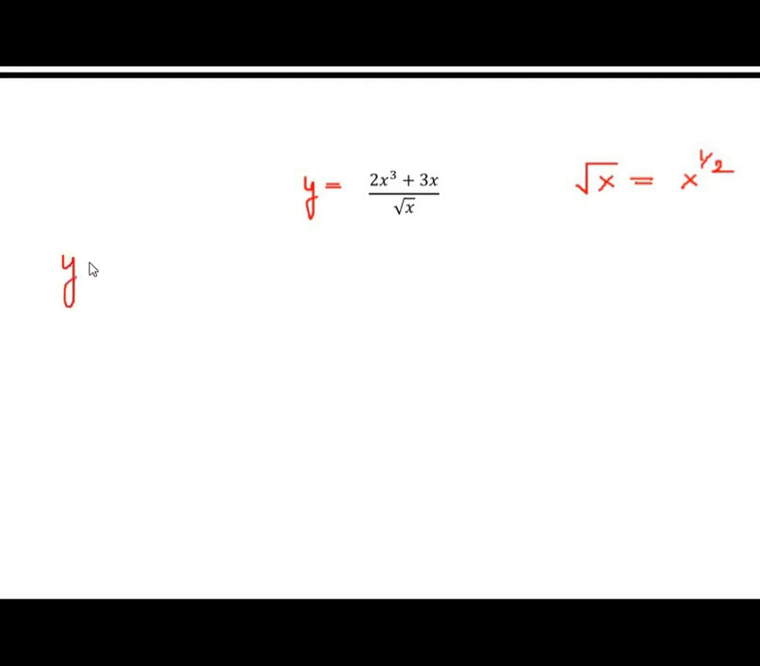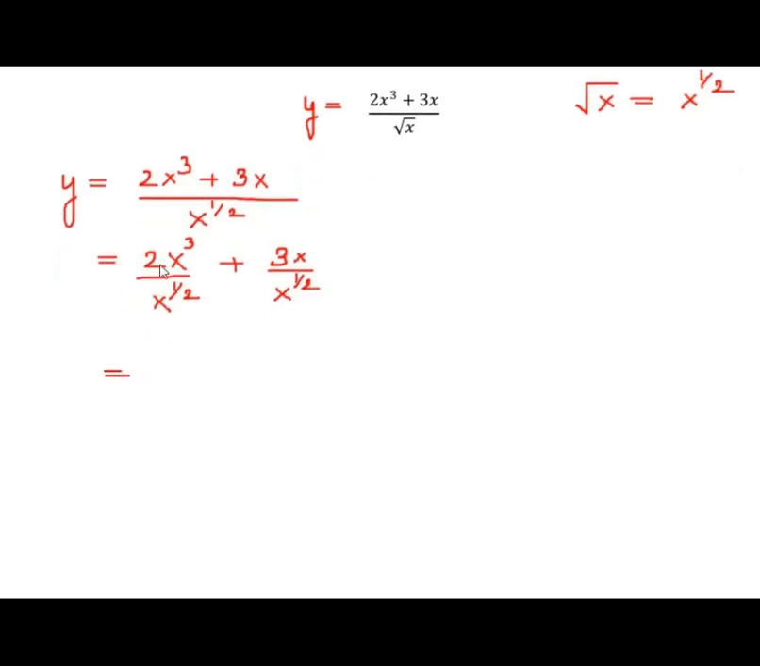So I will write it as y equals 2x cube plus 3x over x to the power of half. Now I can split the denominator among the numerators, which means I write it as 2x cube over x to the power of half plus 3x over x to the power of half. So I am giving the denominator to each term in the numerator.